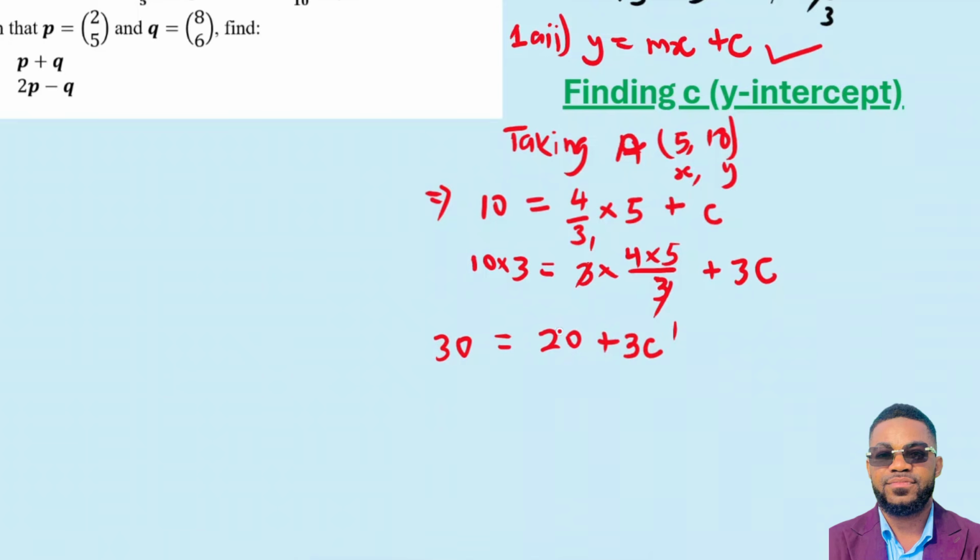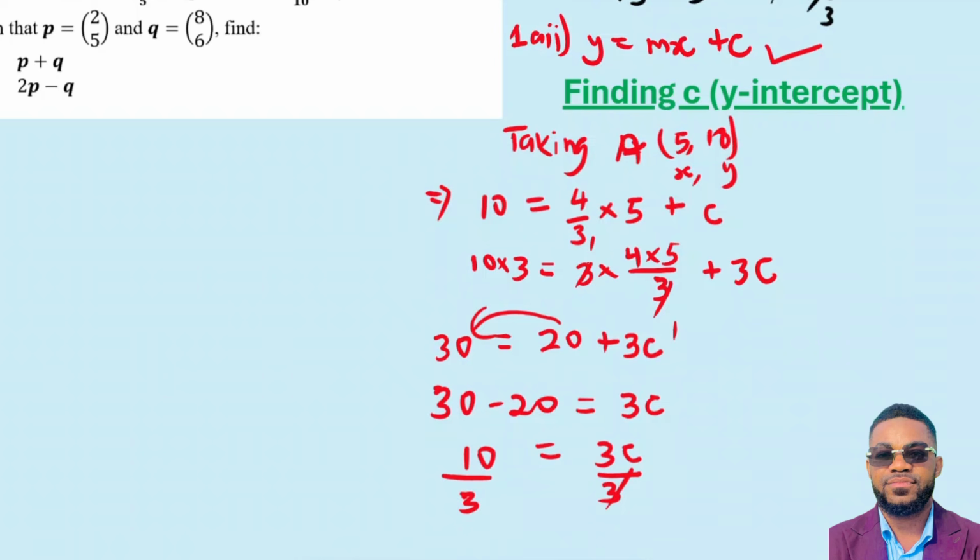We just have to bring this 20 to this side so that we can find the value of c. So we're going to get 30 minus 20 equal to 3c. So this is going to be 10 equal to 3c. You just divide both sides by 3, so this 3 will cancel this 3. So we have c equal to 10 on 3. So that is how we can find the y-intercept, which is c.